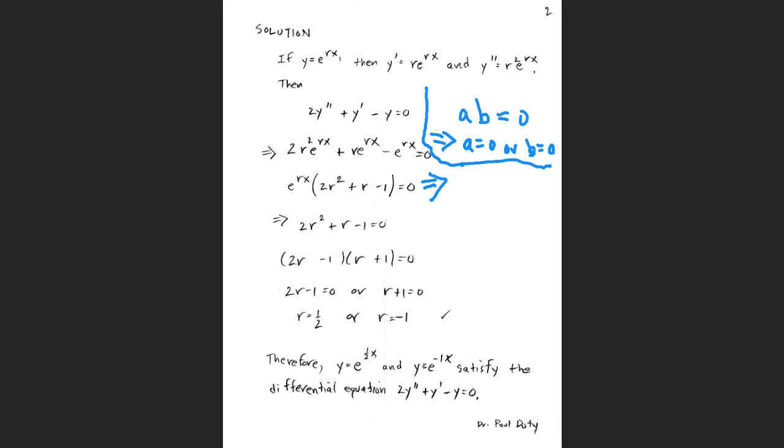So similarly, we have a product here of two functions being equal to 0. So this means either e to the rx power equals 0 or 2r squared plus r minus 1 equals 0. Right? It's one or the other.